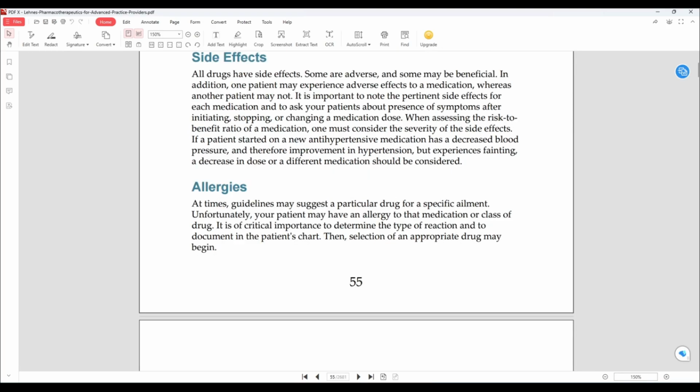All drugs have side effects. Some are adverse and some may be beneficial. In addition, one patient may experience adverse effects to a medication whereas another patient may not. It is important to note the pertinent side effects for each medication and to ask a patient about presence of symptoms after initiating, stopping, or changing a medication dose. When assessing the risk to benefit ratio of a medication, one must consider the severity of the side effect. If a patient started on a new antihypertensive medication has a decreased blood pressure, and therefore improvement in hypertension, but experiences fainting, a decrease in dose or a different medication should be considered.